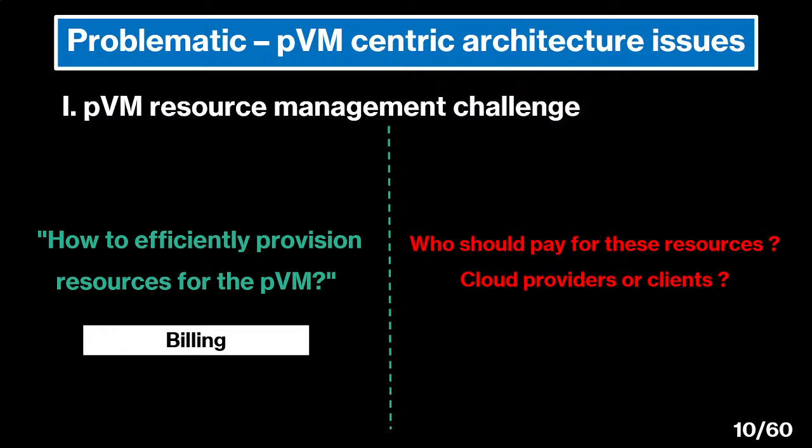The last subpart of this provisioning issue is in terms of billing. Since the privileged virtual machine needs resources, who should pay for these resources? Who should be charged for this? Is it the cloud provider, so the virtualization system, or is it the client that must be charged for these resources? And how should we even charge this?